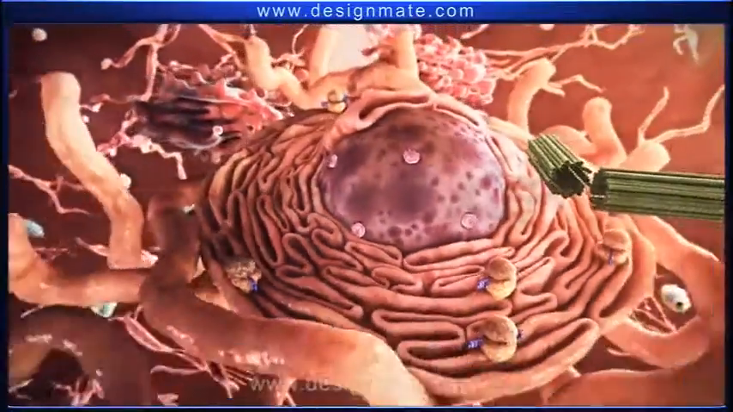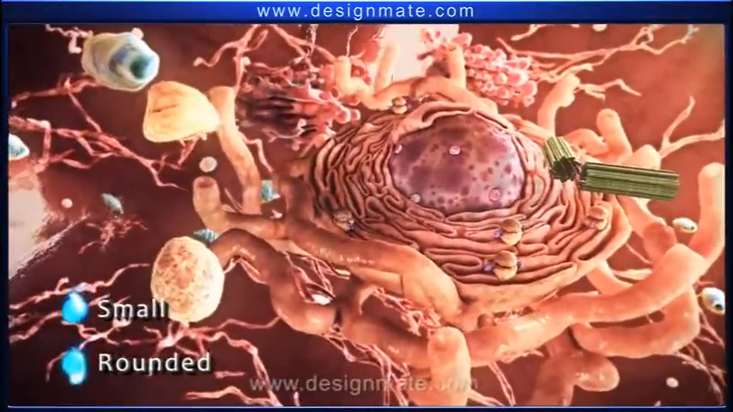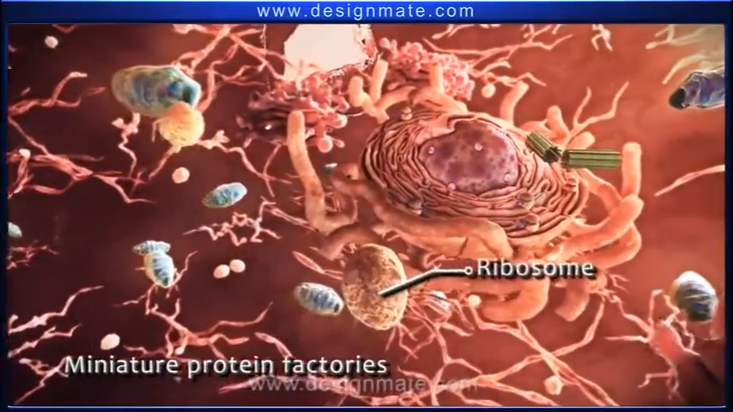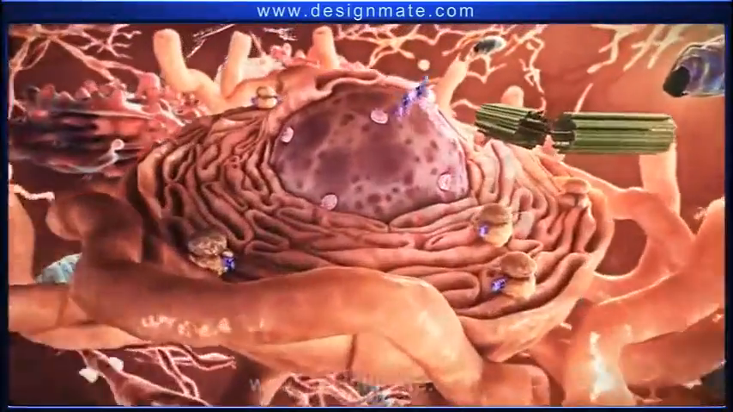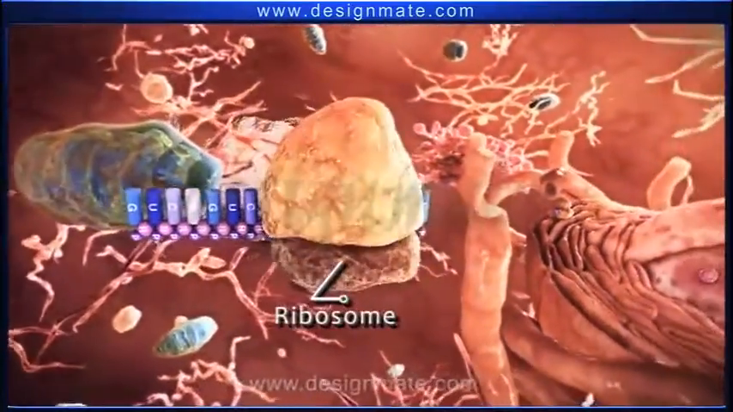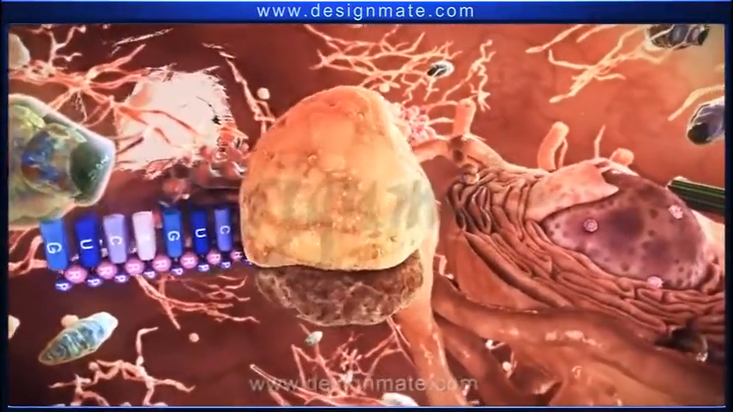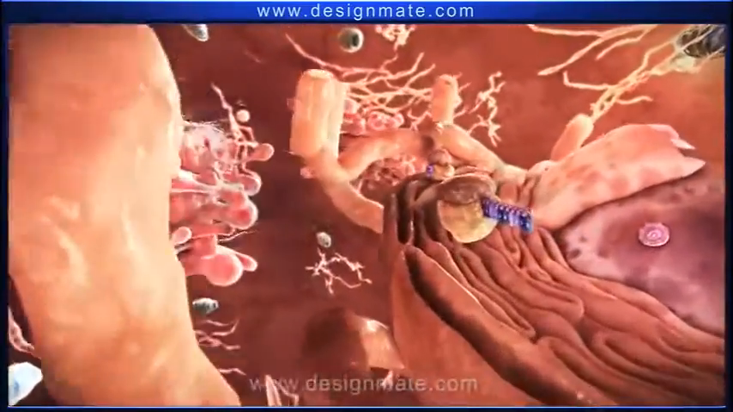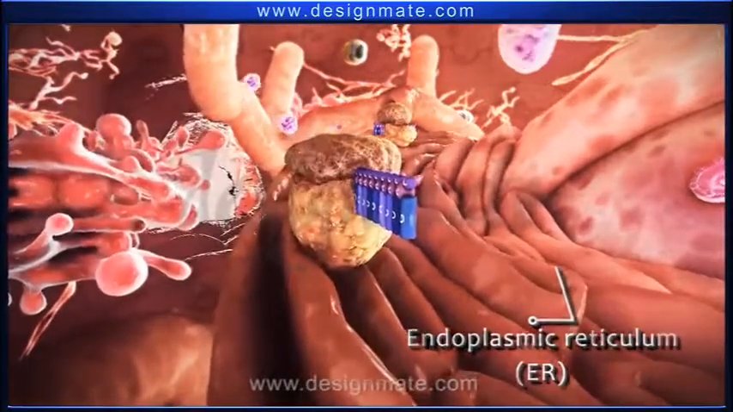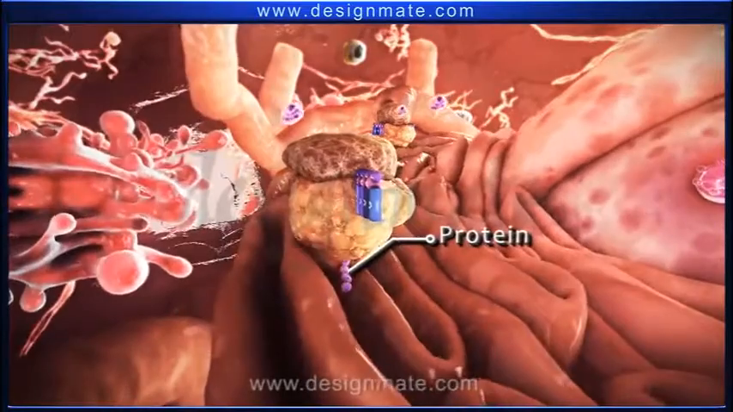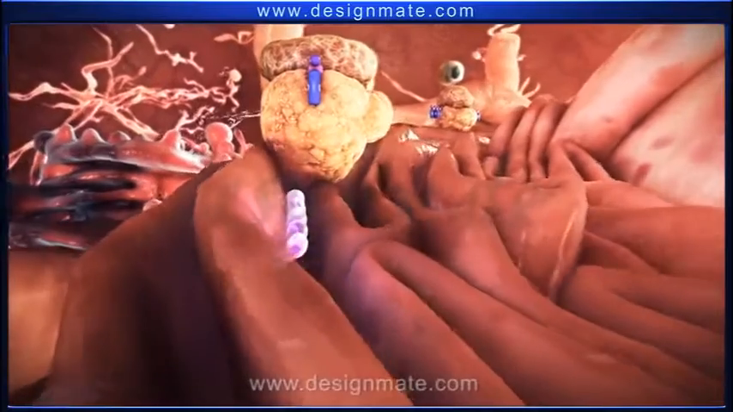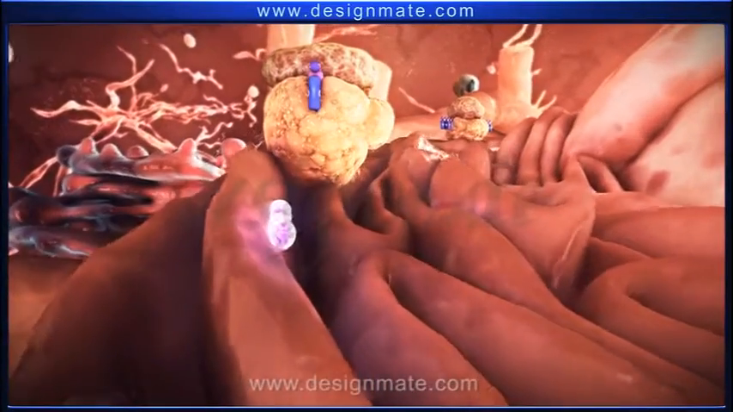Moving out of the nucleus, we see small, rounded structures called ribosomes. These are the miniature protein factories. The message for production of specific proteins comes via the mRNA. The ribosomes assemble around the mRNA. A few of the ribosomes attach to a system of membranes known as endoplasmic reticulum (ER) and start producing proteins. These proteins are needed for growth and many other cell processes.